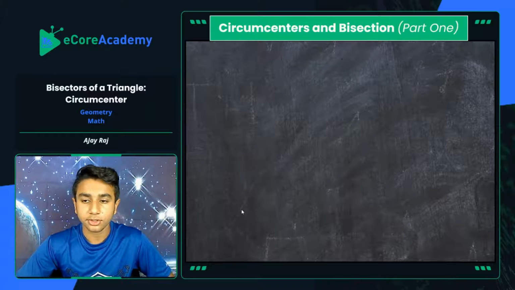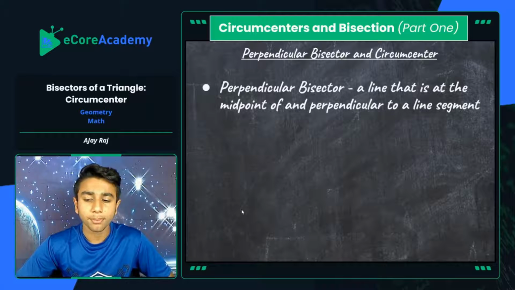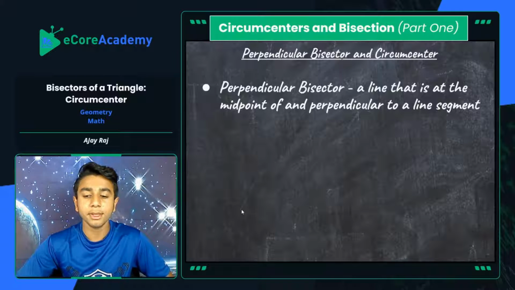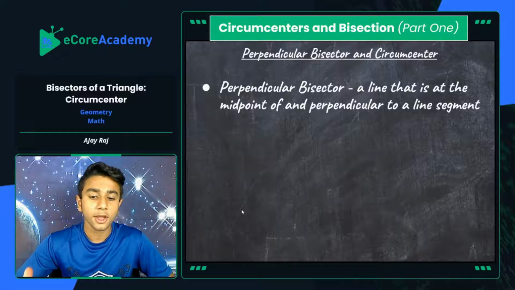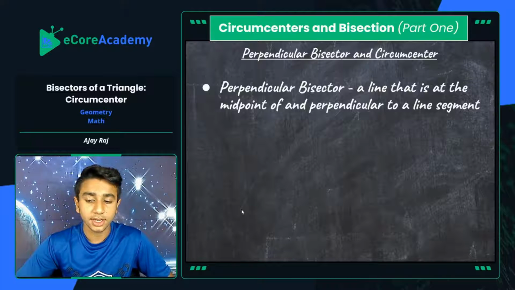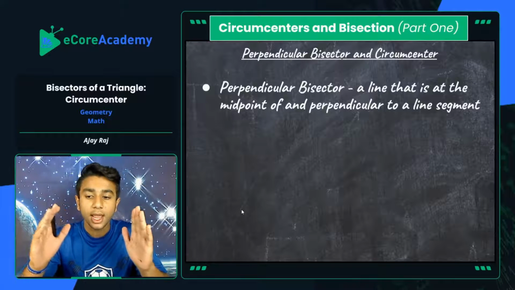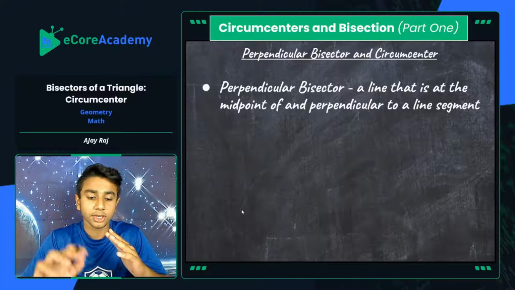So let's look at circumcenters and bisection, the whole topic of today's lesson, the whole purpose, what we're trying to discover. So let's look at perpendicular bisectors and how exactly they can create the circumcenter. A perpendicular bisector is a line that is at the midpoint of and perpendicular to a line segment. I've already shown you what this is previously, but it is a line at the midpoint of a line segment. So what it does is it intersects a line segment and splits it into two equivalent halves. And when it intersects that line segment, it's going to intersect it at a 90-degree angle, making it perpendicular.